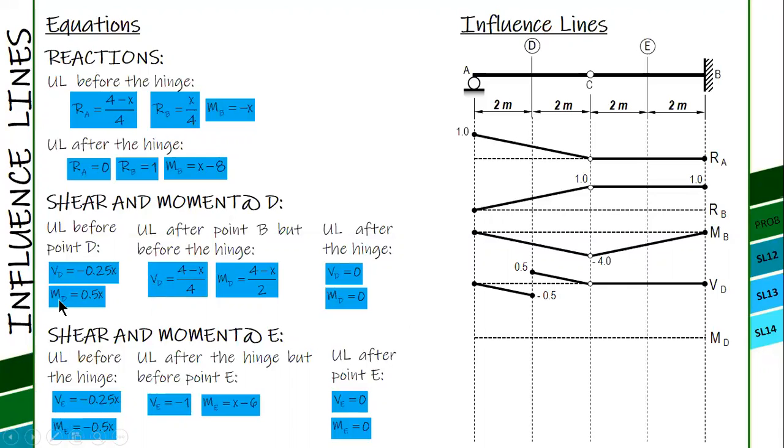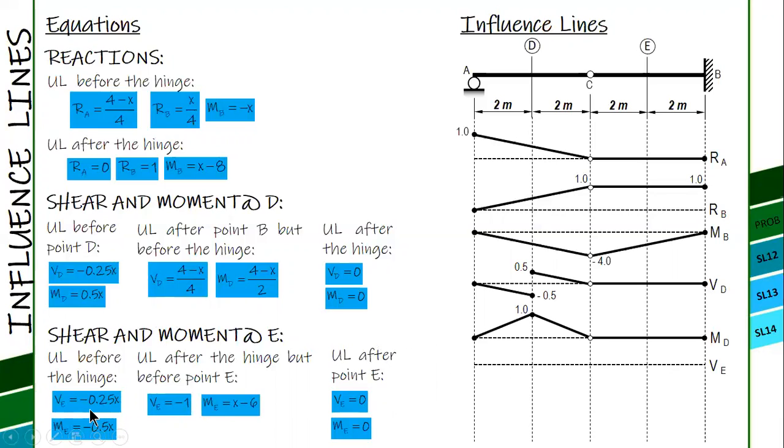For MD, three equations, three line segments. When x is 0, it is 0, and when x is 2, that is 1. And then when x is 2, it is also 1. When x is 4, that is 0. And then 0 again, 0, 0, and 0. So line, and then line. And then at E, negative 0.25.